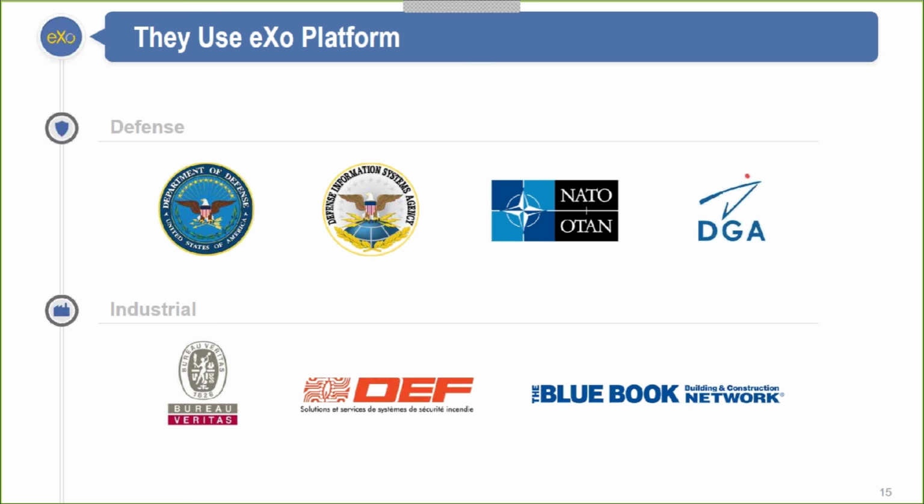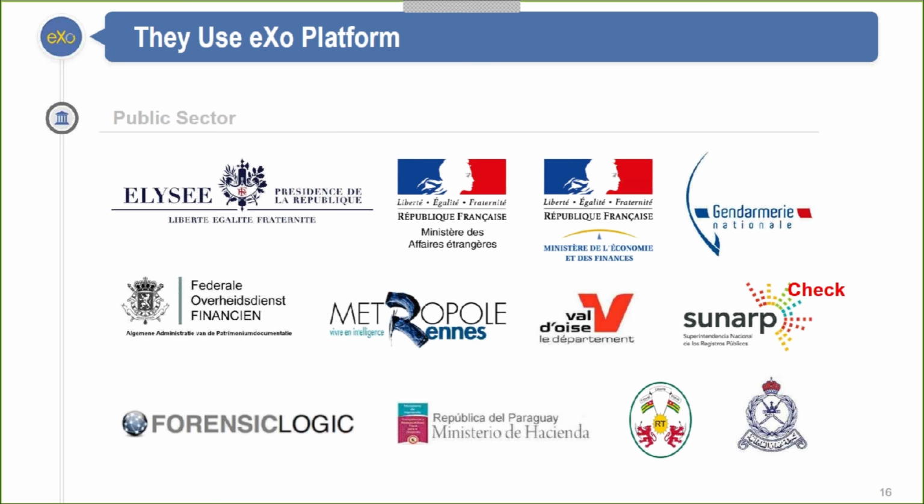So there's NATO, the French Army, the Global Network, for example, in the United States, has used our technology, Bureau Veritas. In the public sector as well, for example, the French government trusts our solution. The Élysée is the equivalent of the White House in the United States, and they use eXo Platform for a collaborative intranet solution for their employees. Several departments in France, city councils in Europe, the Belgian Ministry of Finance, and so on.